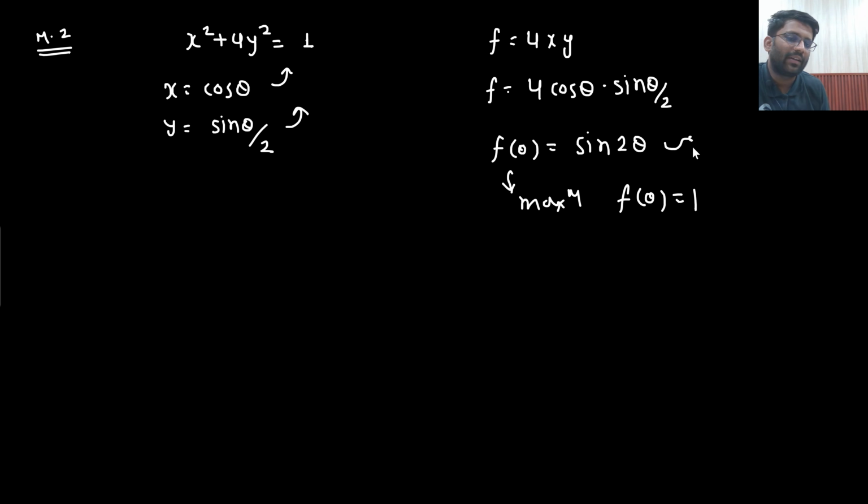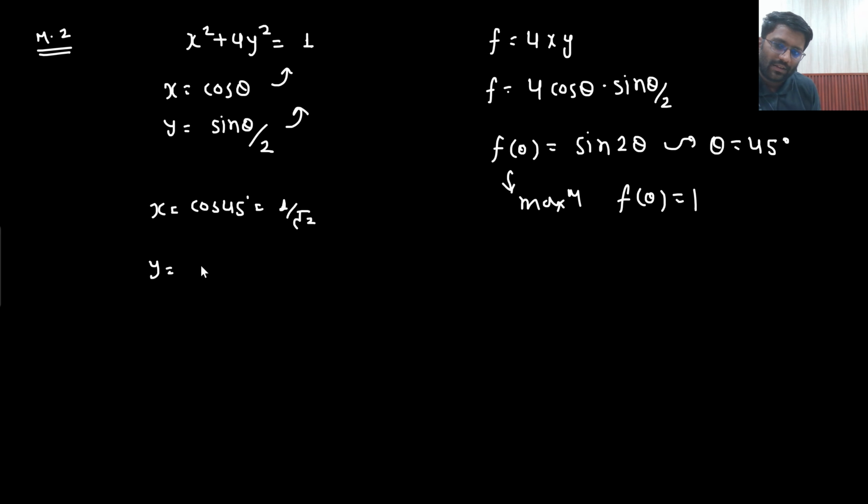And at what angle will it occur? It will occur at theta equals to 45 degrees. So what will be the value of x? Cos 45. That will be 1 by under root 2. And what will be the value of y? Sin 45 divided by 2. That will be 1 by 2 under root 2.